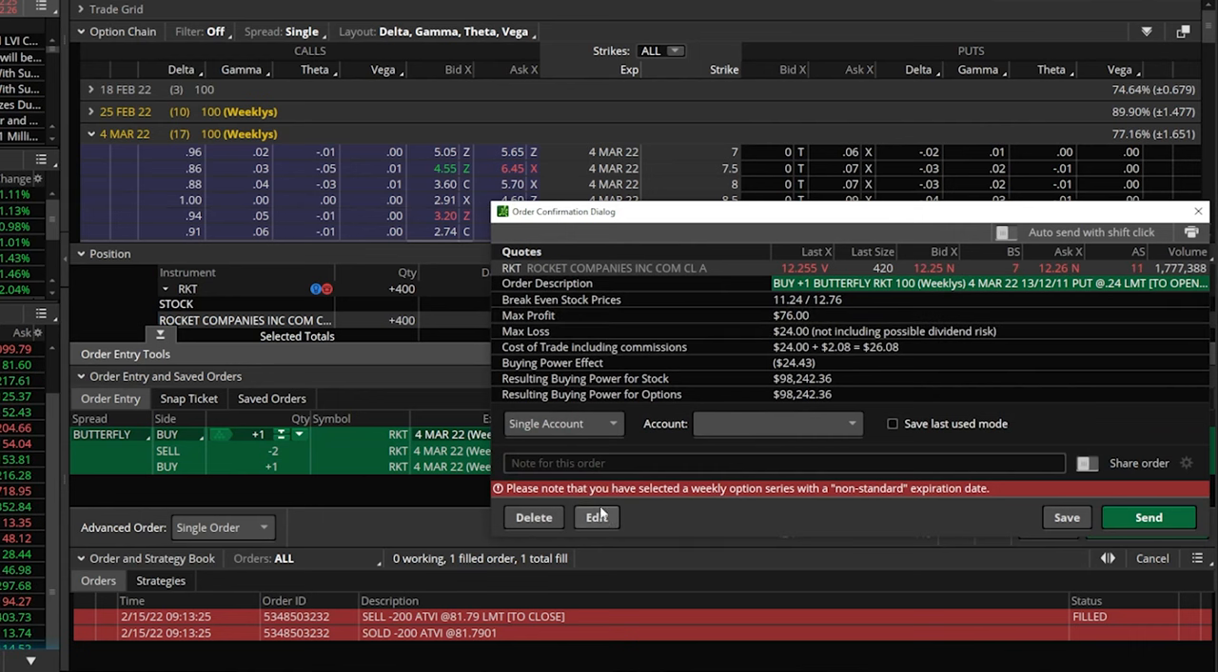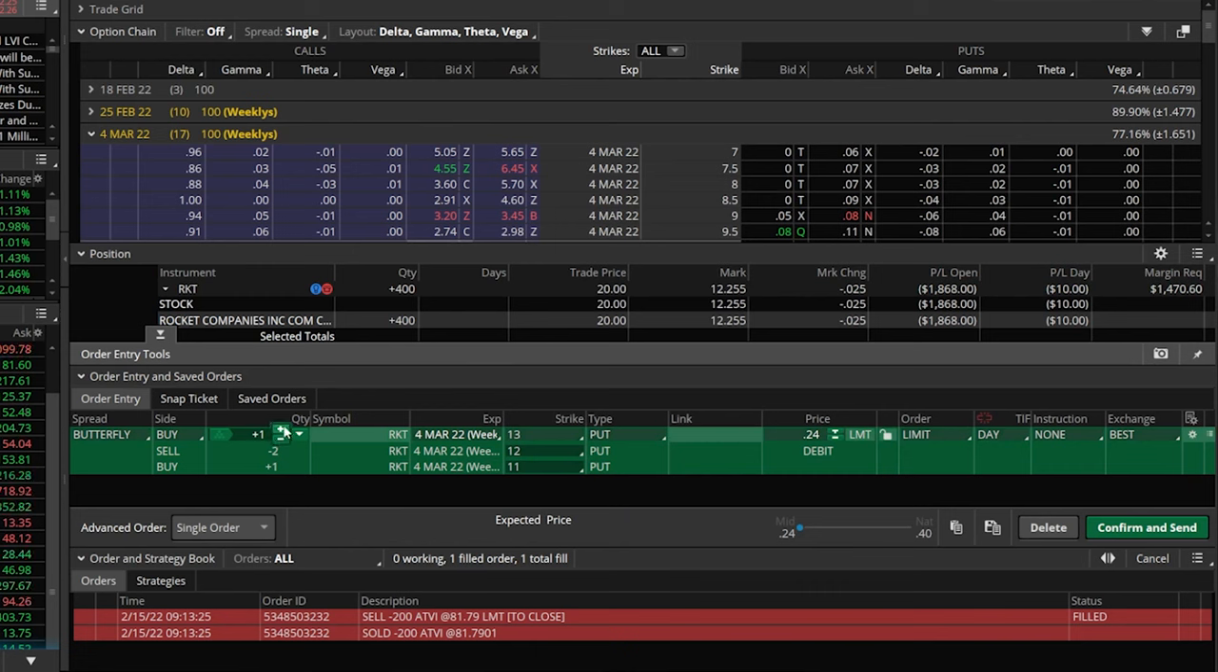If we wanted to bump this up from one contract to, let's say, a few more. There we go. Now you can see here we're about to buy 5 butterflies, and it might be a little bit confusing because it says 5 here but 10 here, but we're going to look at the long contract number to see how many butterflies we're actually putting on. In this case, now that we're buying 5 butterflies, it's going to be 5 times $24 for this entire spread. And then for the max profit, it's going to be 76 bucks times 5 to get our max profit.